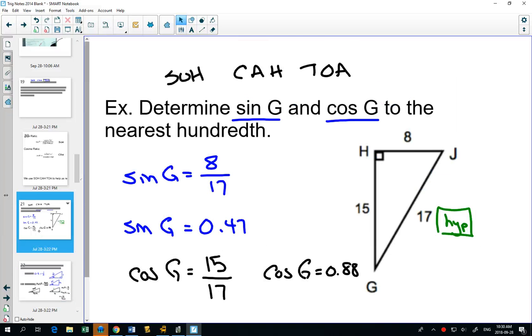Hey, did anybody do 8 over 17 squared plus 15 over 17 squared and add them together? It equals 1. Nice.